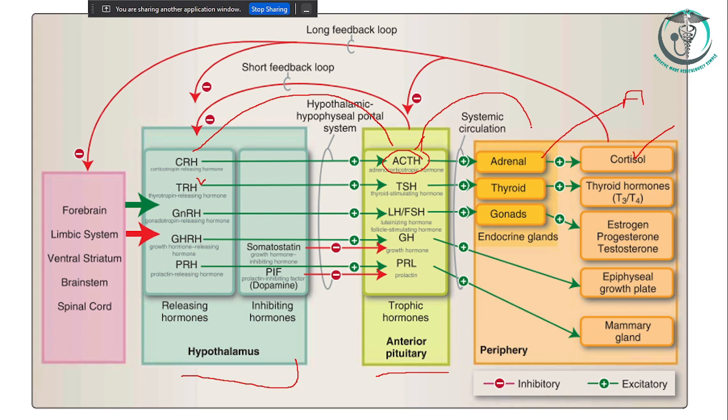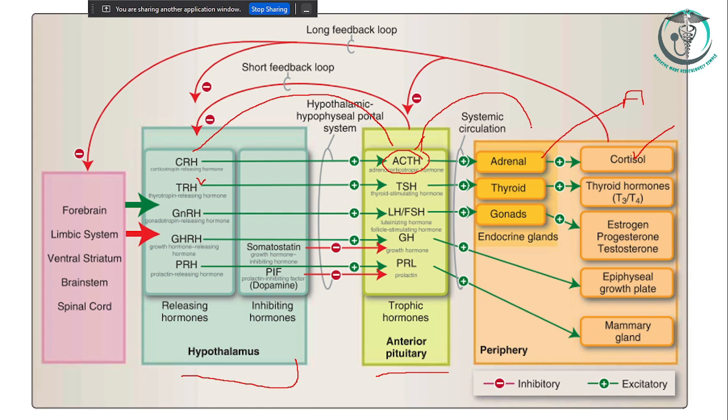I'll move on to the other one. TSH. TSH is a hormone produced by the anterior pituitary gland, but it can only be produced when a hormone from the hypothalamus known as the thyrotropin releasing hormone is produced. So this TRH will go to the anterior pituitary gland to stimulate the production of TSH. The main purpose of TSH is to control the thyroid gland. That's all. TSH targets the thyroid gland. When the thyroid gland is stimulated by TSH, it will produce the thyroid hormones, T3 and T4.